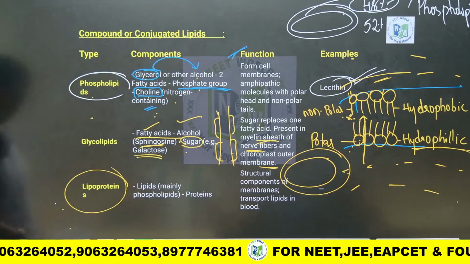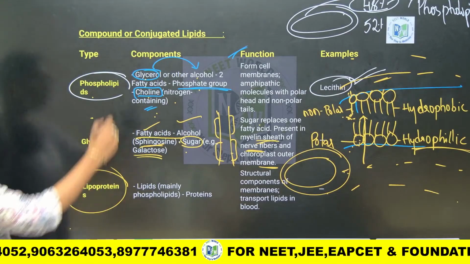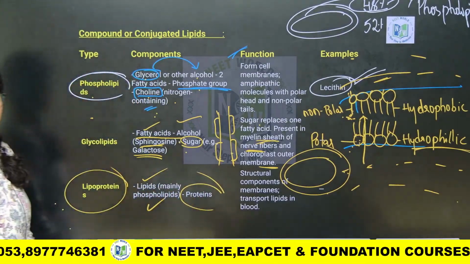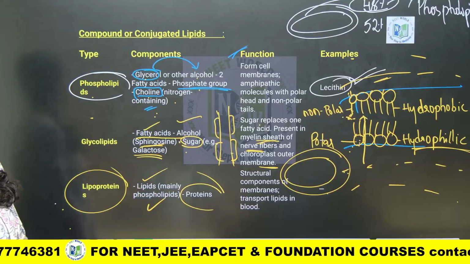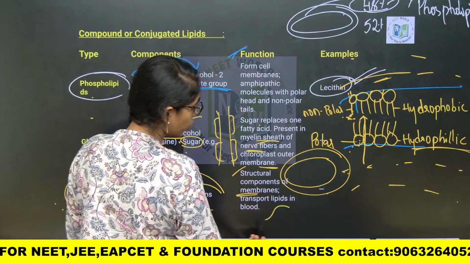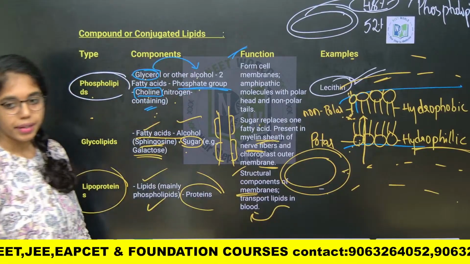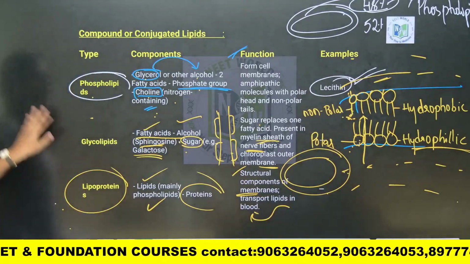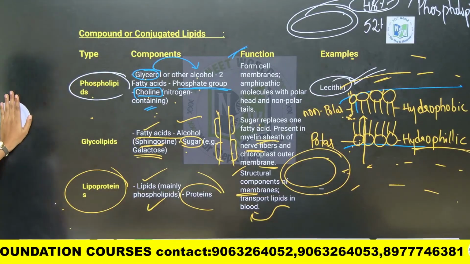Lipoproteins. If you look into the components of lipoproteins, what do they include? Lipids, phospholipids and proteins. The main functions include being structural components of the membranes and transport of lipids into the blood. These are the functions of it. Fine. Clear with all the compound or conjugated lipids, right?